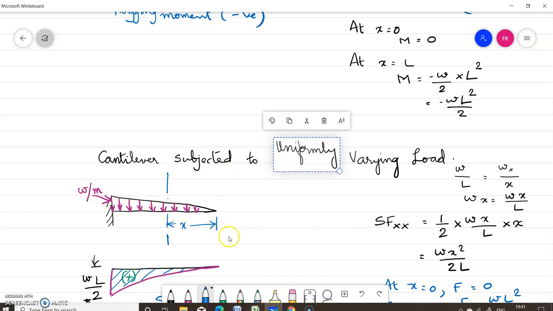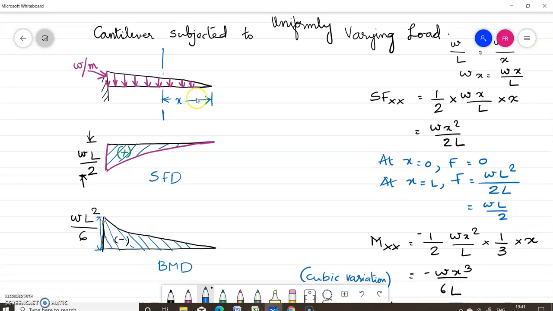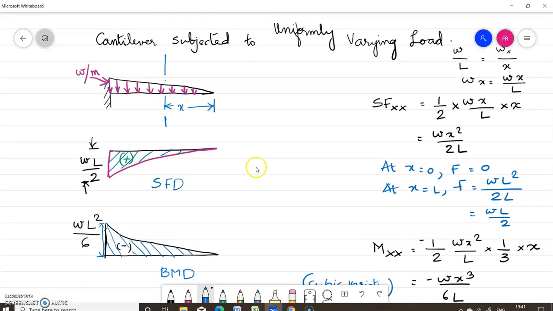So you consider a cantilever beam like this. It is subjected to a uniformly varying load, a triangular loading, varying from 0 to a maximum value of w per meter length. This ordinate is w per meter length. So how can you write the equation for shear force?